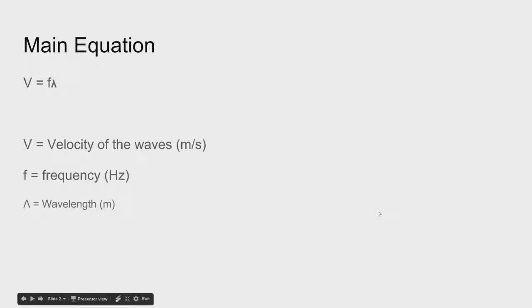One of the main equations you'll be using in this unit is v equals f times wavelength, where v equals the velocity of the waves, or the speed of the waves, in meters per second, f equals the frequency in hertz, and lambda equals the wavelength in meters.